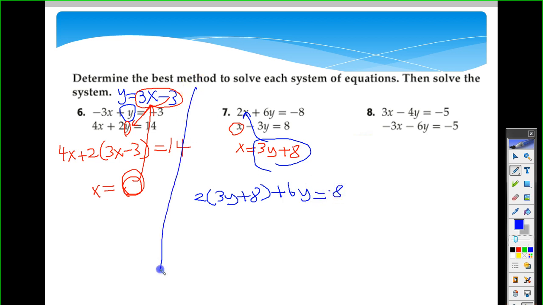And once I find out what my y equals, this number that you find here, I would put back in here after I find it and find out what x equals.